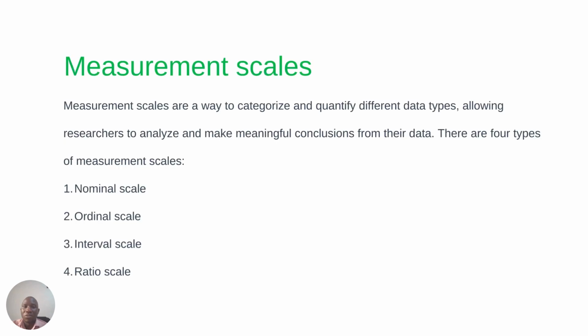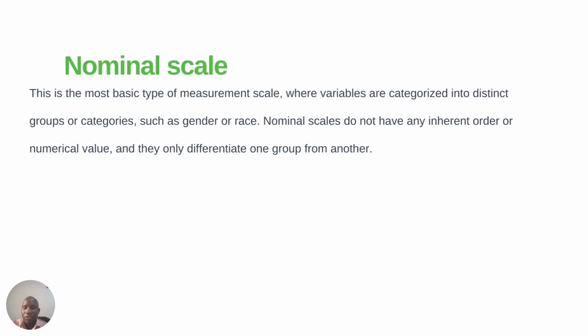Variables come in different types, and it is very important that you understand the different types of variables. We often use the term measurement scales to categorize these different data types that we collect from experiments, from our research participants, or even from clients who have come to our health facilities. We have four of them, and we are going to start with the nominal scale.